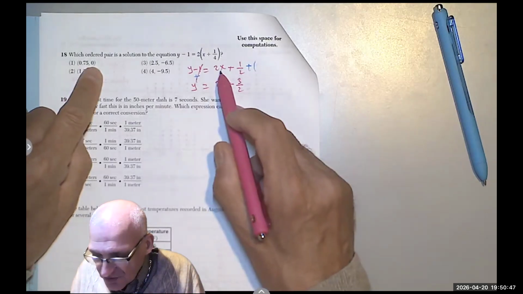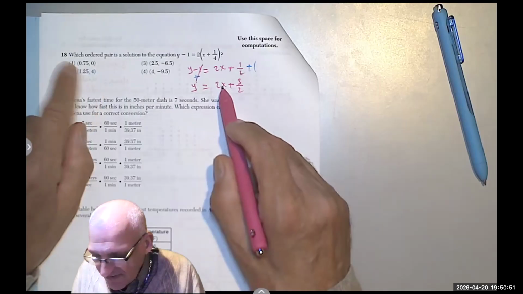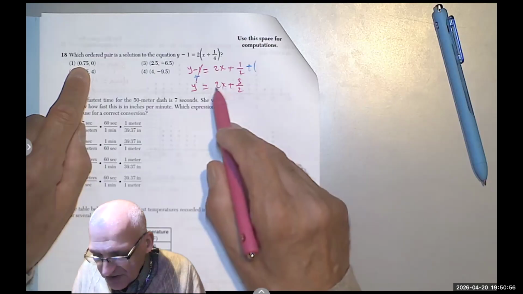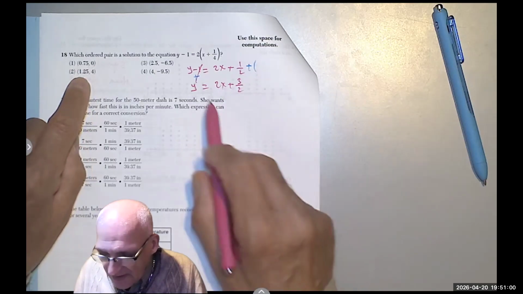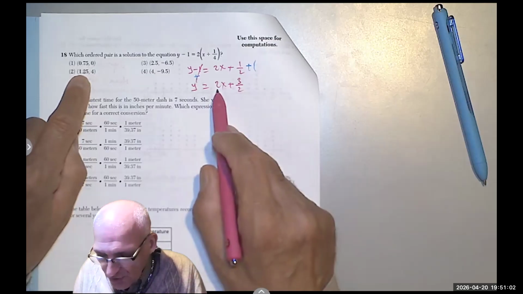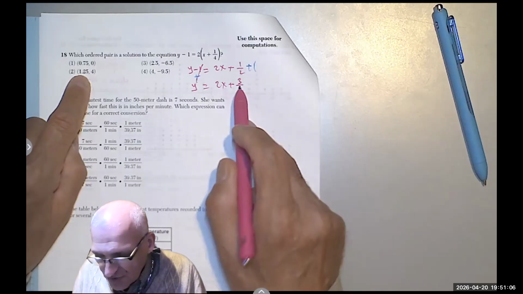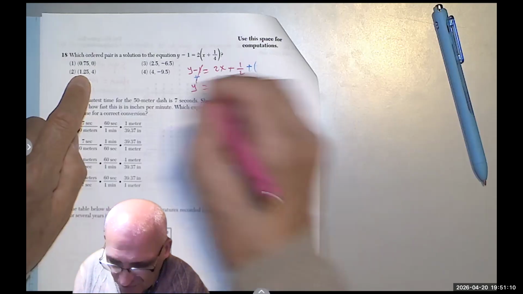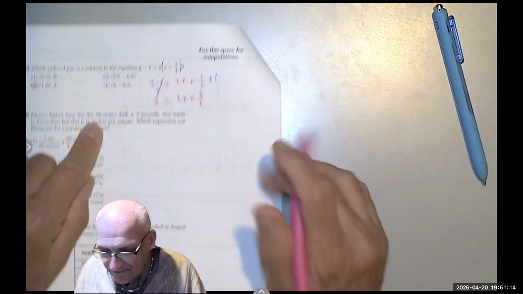Okay, and then we try. If x is 0.75, this would be 2 times 0.75, which is 1.5, plus 1.5 is 3. No, it's not 3. 2 times 1.25 is 2.5, plus 1.5. Yeah, 2.5 plus 1.5 is 4, so this is the correct answer. Of course, if you have a calculator, you'll do that.